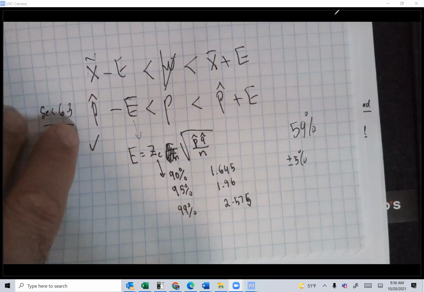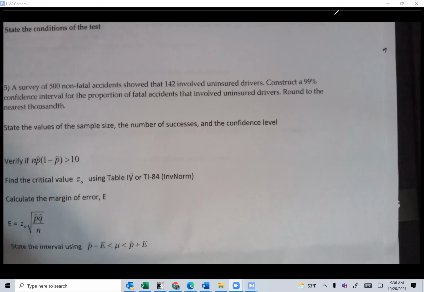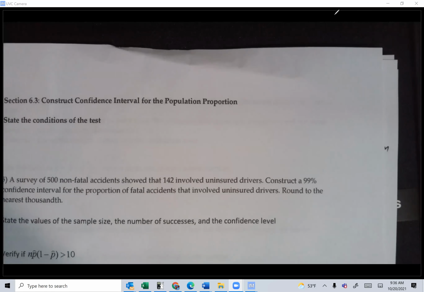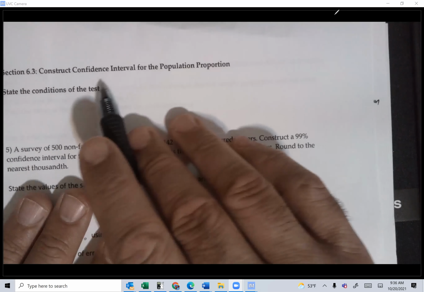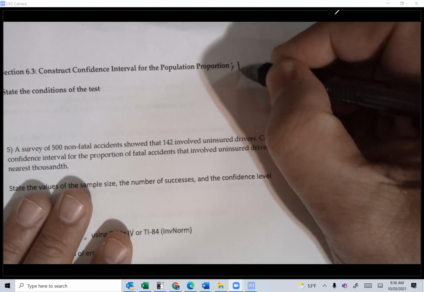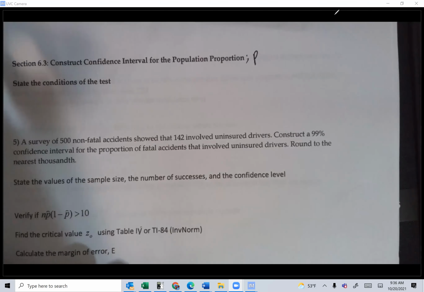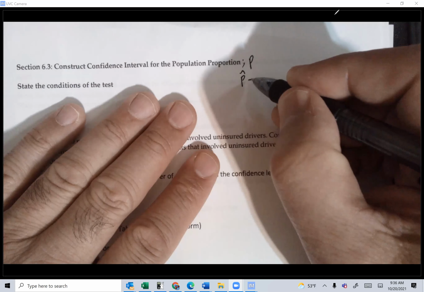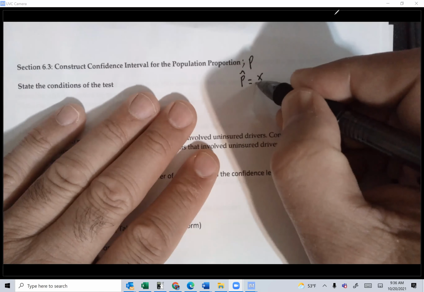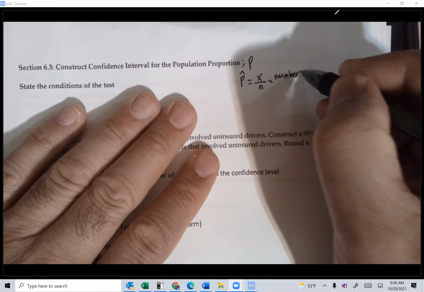So we're going to do an exercise and show you how to proceed from there. Okay, section 6.3. We're going to construct a confidence interval for the population proportion P. So it is called P. And before I get to that, I'm going to define P hat. P hat is X over N, where X is the number of successes and N is the sample size.